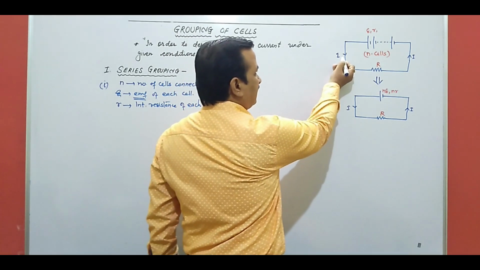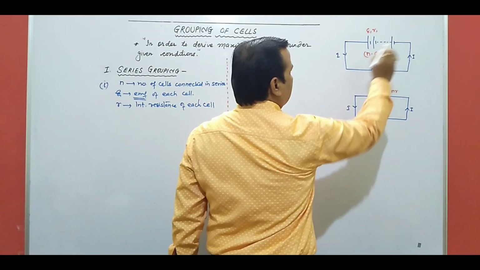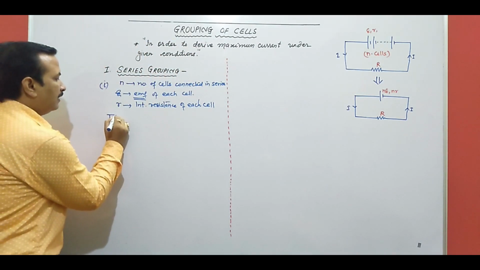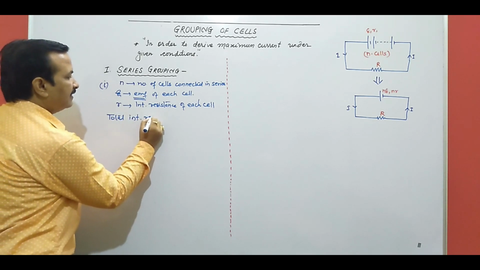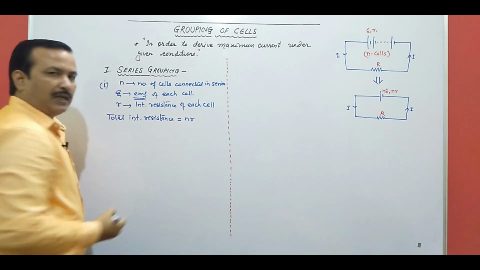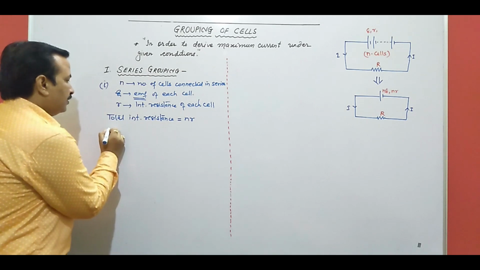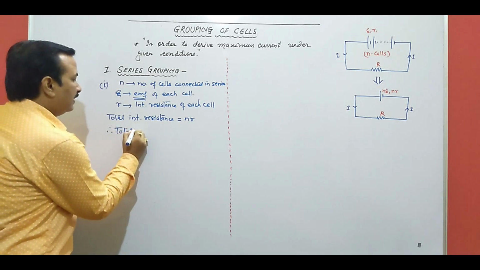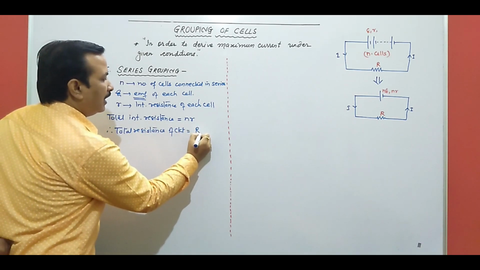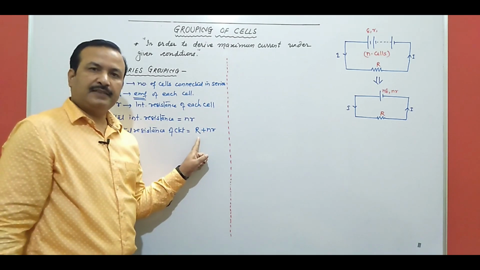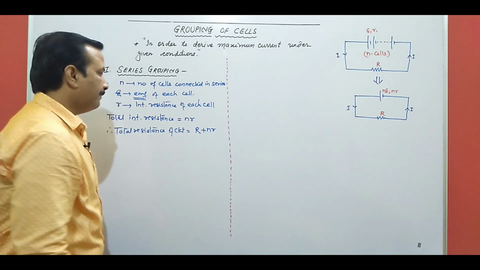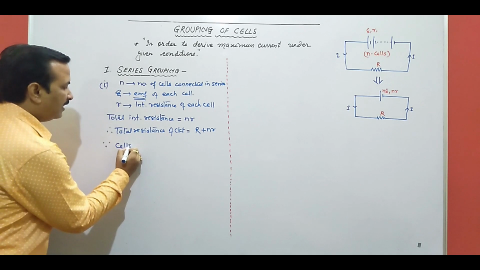The direction of current will be from positive to negative. It is like this, right? Now what will be the total internal resistance? It will be equal to n times r. Therefore the total resistance of the circuit will be equal to R plus nr, the external resistance plus the total internal resistance of all the cells connected in series.